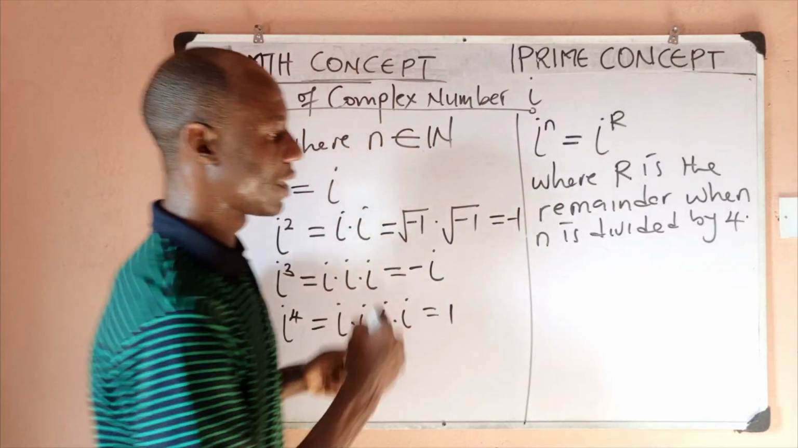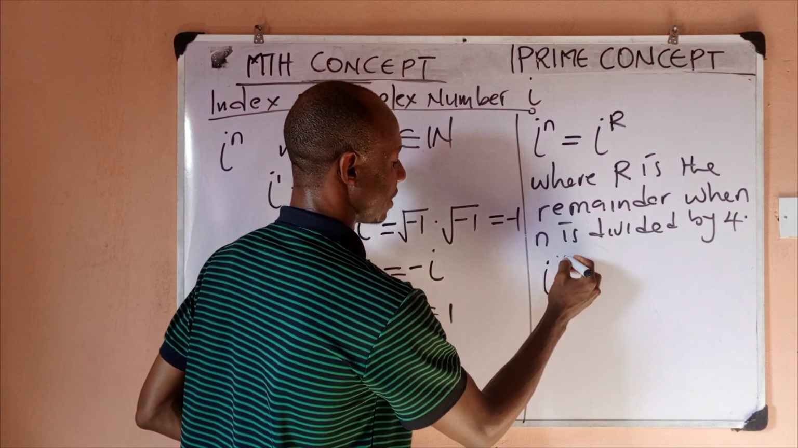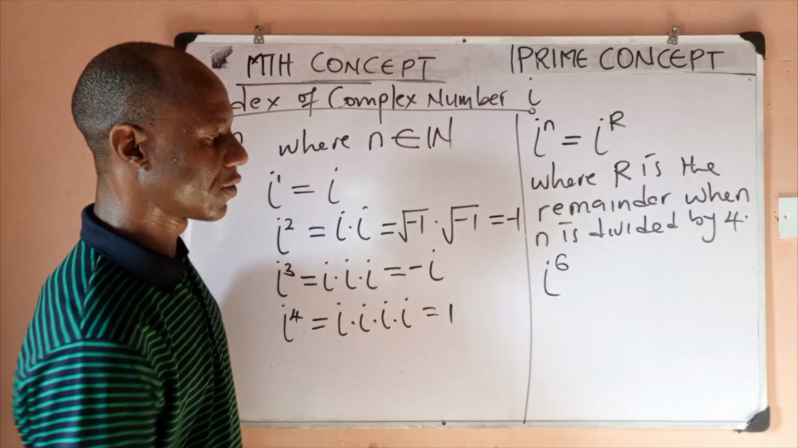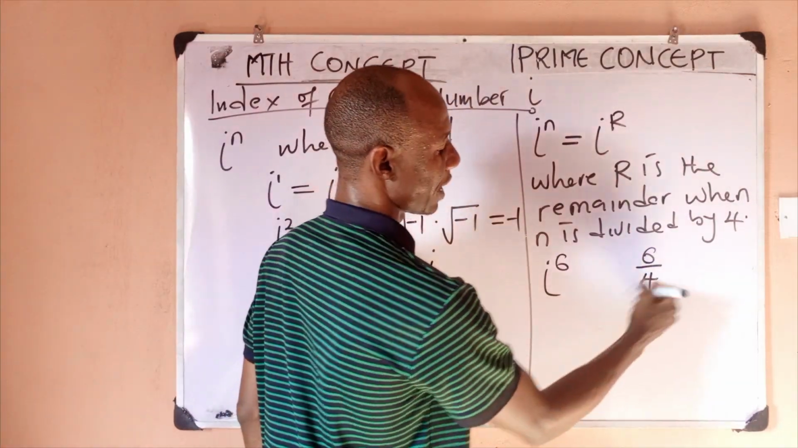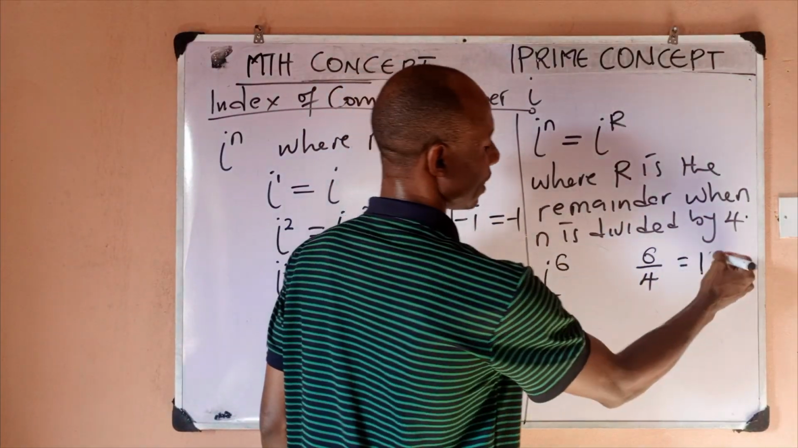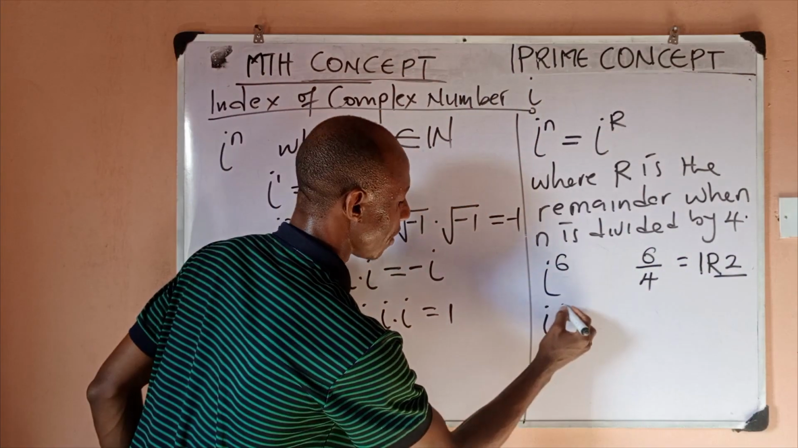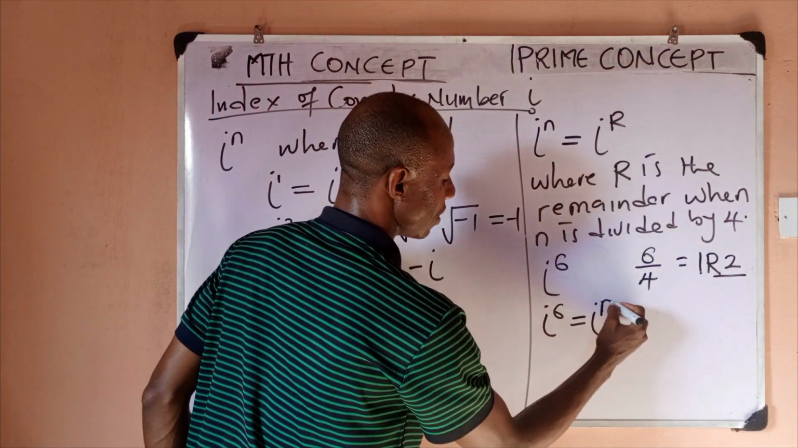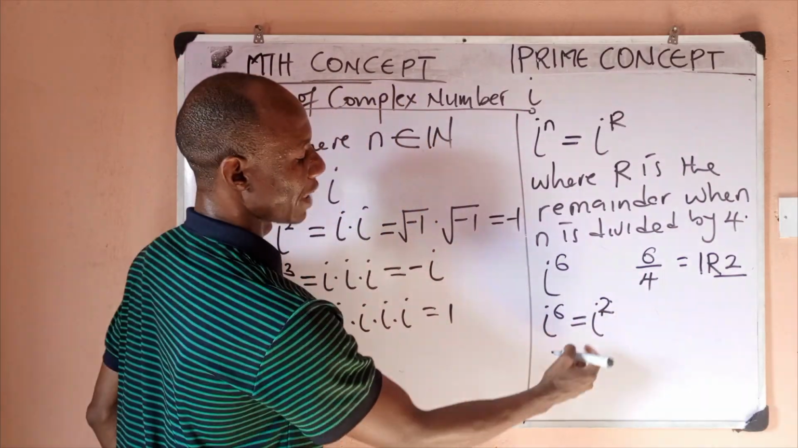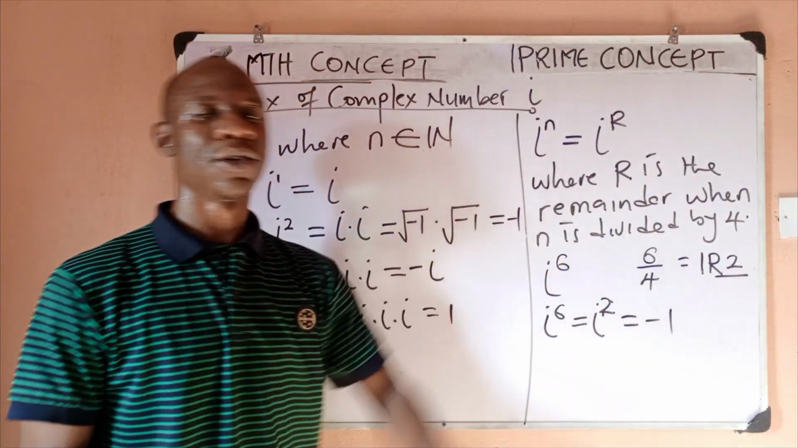Let me take a very simple example. Say I have i to power 6, just a small case. We want to evaluate this. So what I'm going to do is to say 6 divided by 4. 6 divided by 4 is going to give me 1, then remaining what? It will remain 2. So it means that i to power 6 is the same thing as i raised to power the remainder, which is 2. And then what is i to power 2? I to power 2 is minus 1. So i to power 6 is going to be minus 1.